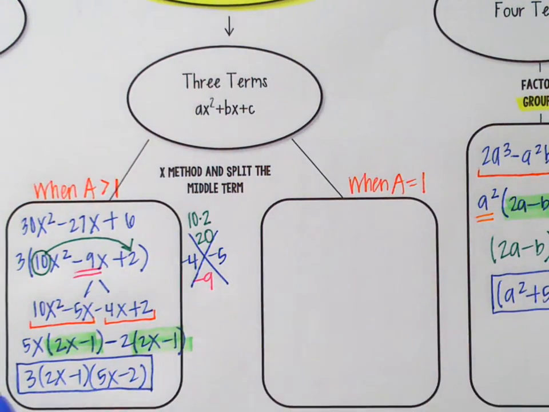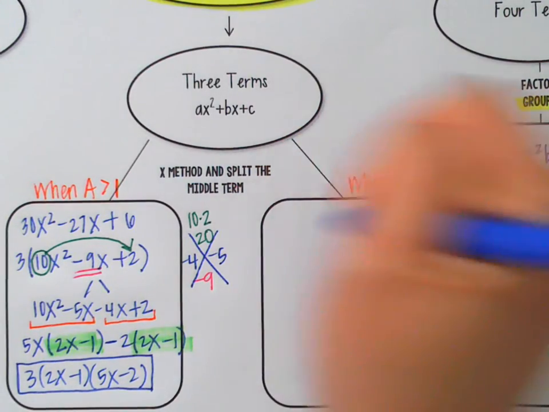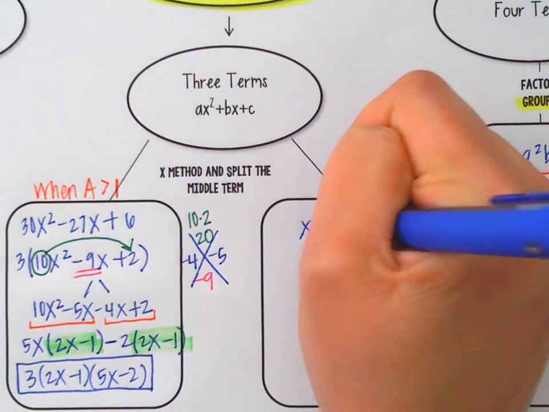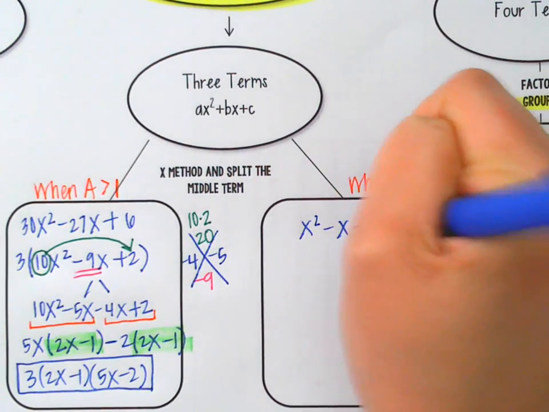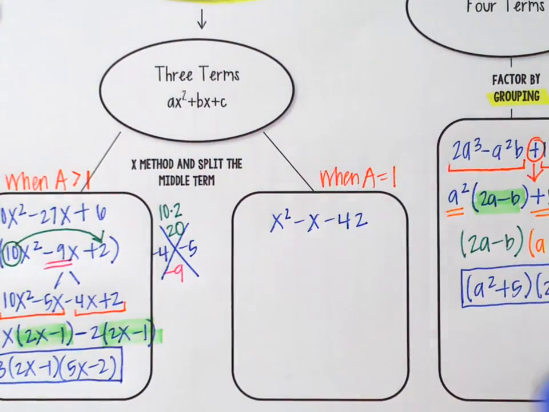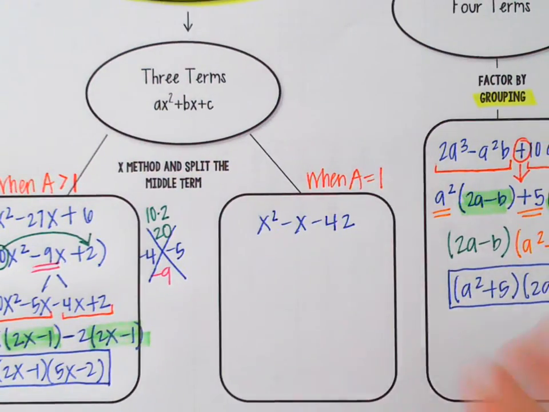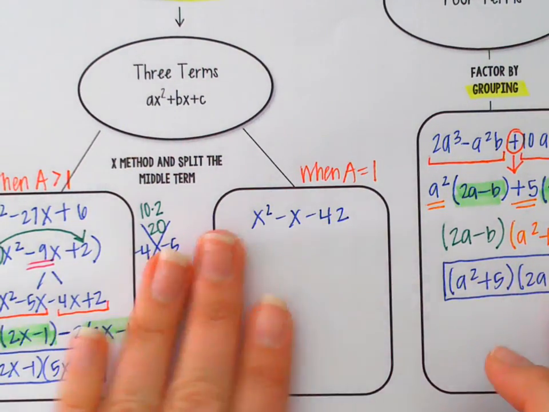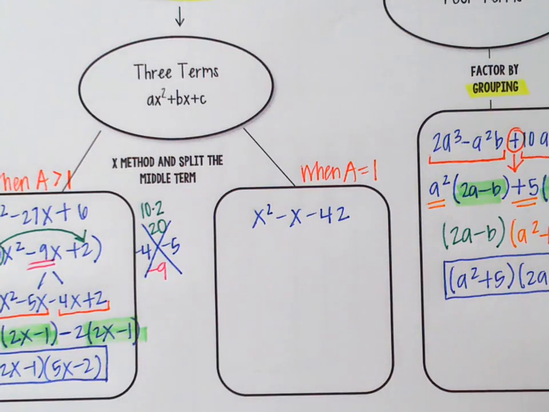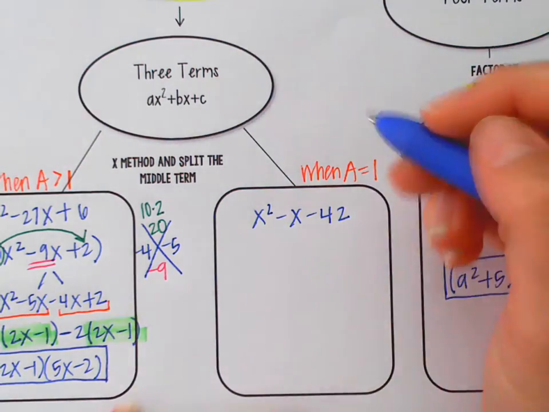Okay, now you can use the exact same thing we did when a is equal to 1. However, I'm going to show you there's also the shortcut. So I'm not going to put in a GCF of 1. I'm just going to put in x squared minus x minus 42. So when a is equal to 1, we still start the same. I mean, we'd first look for a GCF, but I told you I wasn't going to put a GCF of 1 in this. So we're going to start the same.